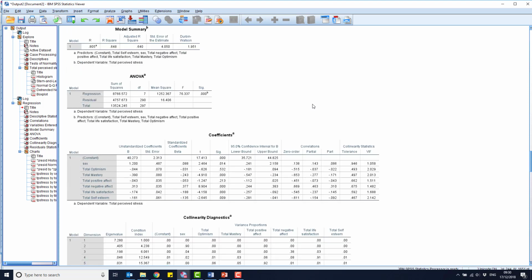So the next thing we need to look at is our ANOVA table here. We're looking at the significance value, and if that is less than 0.05, then it is statistically significant. And we can see that, yeah, that value is less than 0.05. So we know that our model is statistically significant. It is significantly better than essentially guessing perceived stress. So actually looking at these variables in combination tells us something useful about perceived stress. It allows us to make useful predictions.